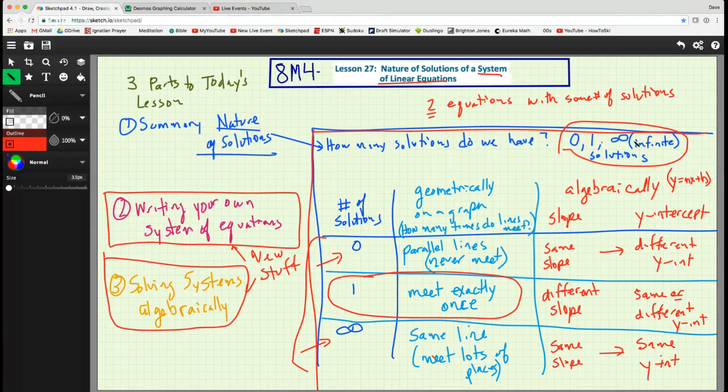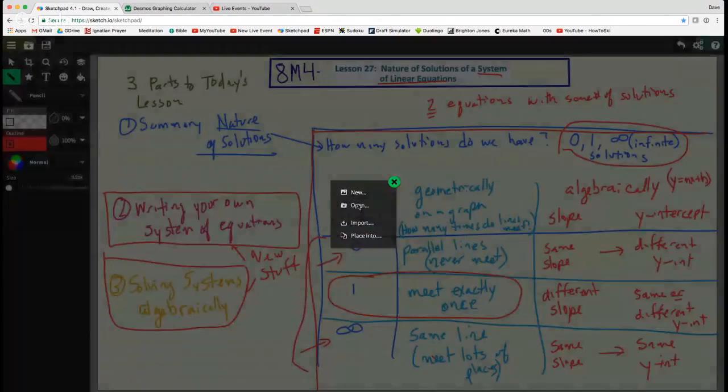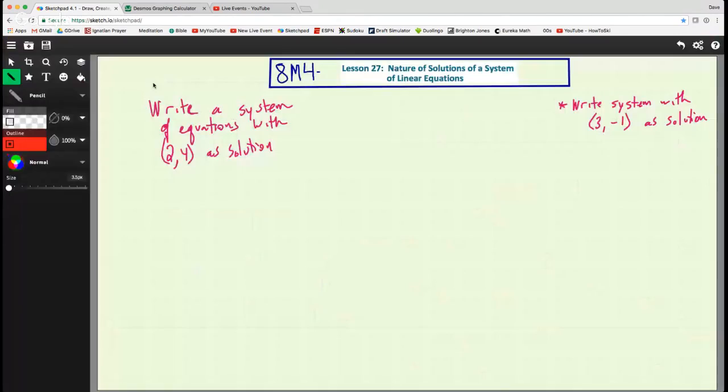Again, this is the key to the first part of the lesson. Nature of solutions: 0, 1, or infinite. Okay, let's move on to writing your own system of equations, and then we'll get into solving systems algebraically. Hopefully this made perfect sense. You have this chart in your notes, and you are ready to rock and roll.